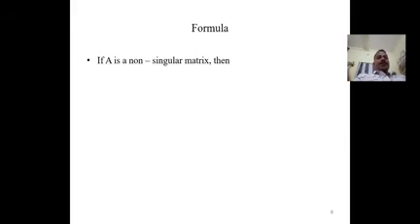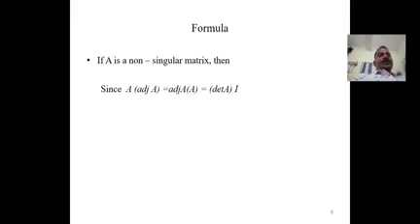A formula to find A inverse. If A is a non-singular matrix, otherwise we cannot find A inverse. So if A is a non-singular matrix, then A into adjoint A is equal to adjoint A into A is equal to determinant of A into I. Therefore, A inverse is equal to adjoint A by delta.